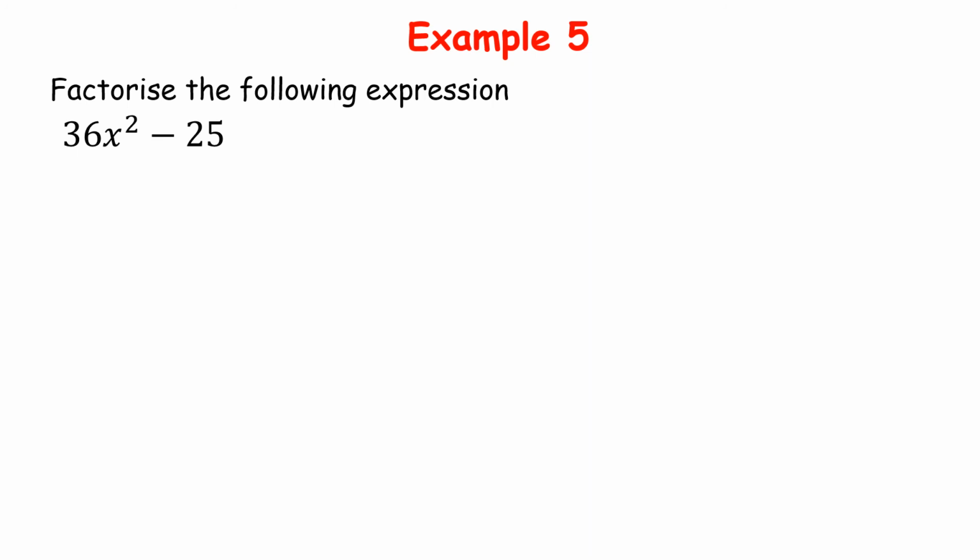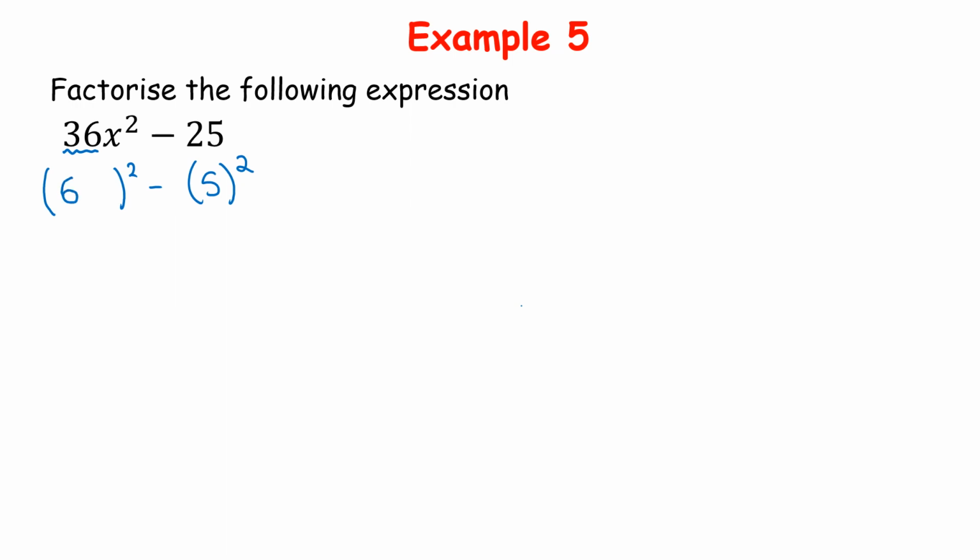The last example, but this is probably the most complex one we'll see. So you have 36x squared minus 25. Now, this is tricky because it's not just a variable term with just a letter. I now put a coefficient in front of it. So when I go to put this as a bracket squared, the second one is fine. We should all know that's 5. I need to think about the square root of x squared and the square root of 36.